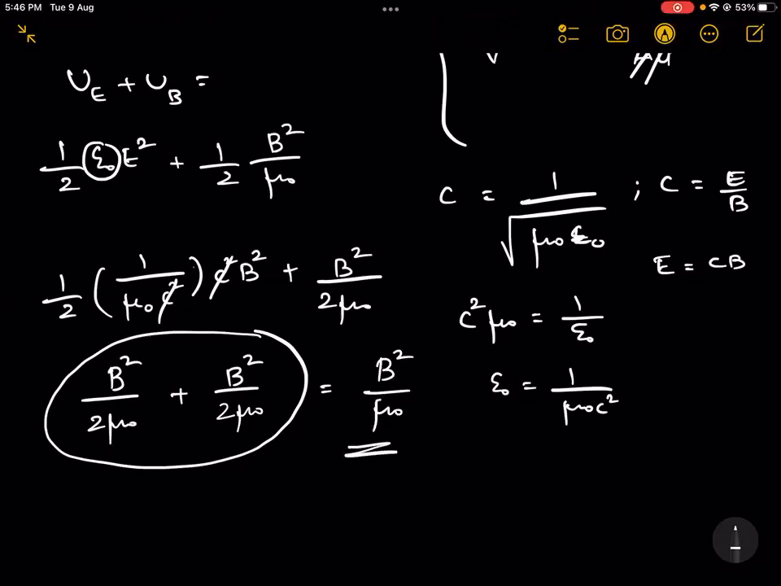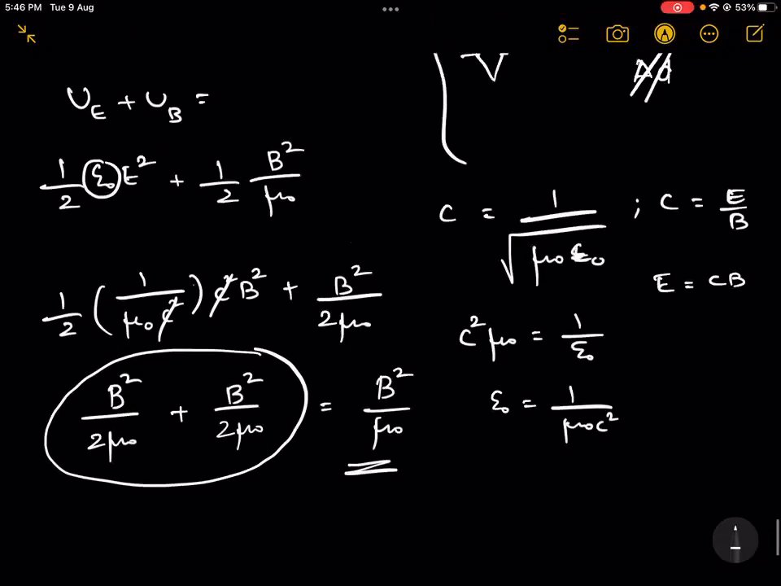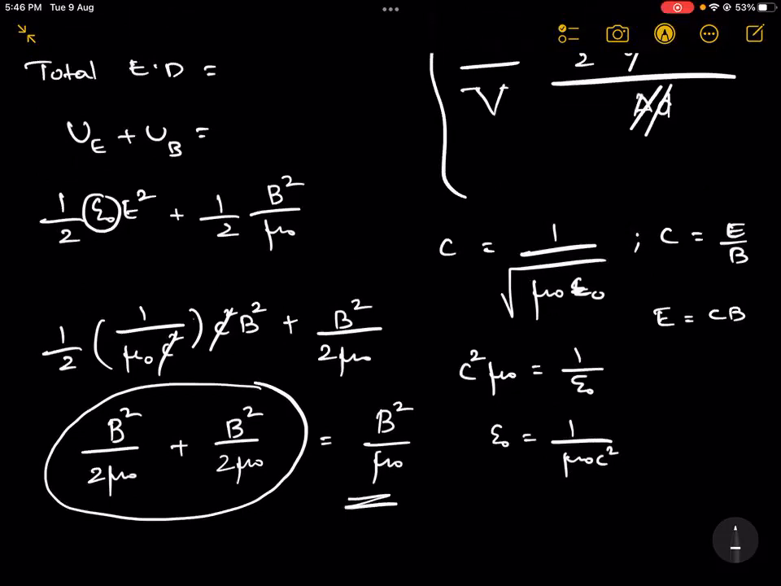Is it clear? So this is going to be the total energy associated with an electromagnetic wave. In a similar way, guys, is there anyone having doubt in this? No, sir.